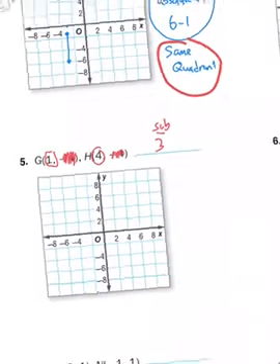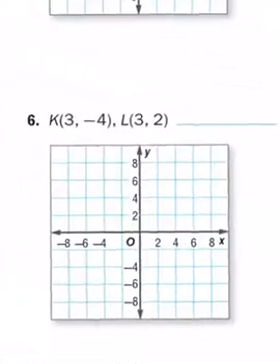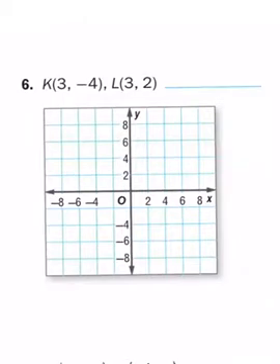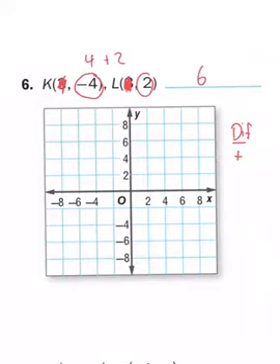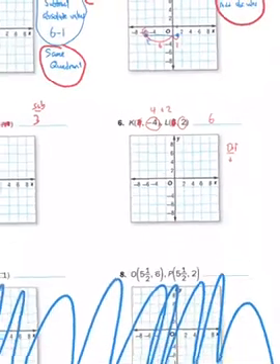Okay, and in 6, let's see if they're in the same or different quadrant. So I see this one is positive, negative. This one's positive, positive. So they're in different quadrants, which means you're going to add the absolute values. So remember the 3's are the same. So we're going to add the absolute value of those. 4 plus 2 is 6. And that's it.